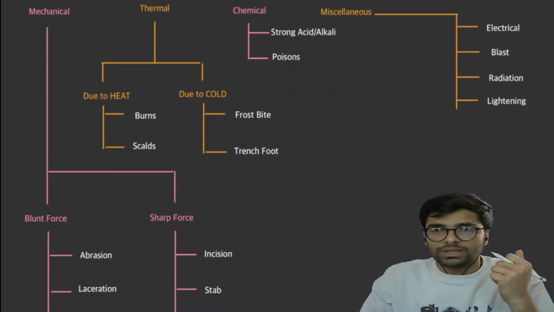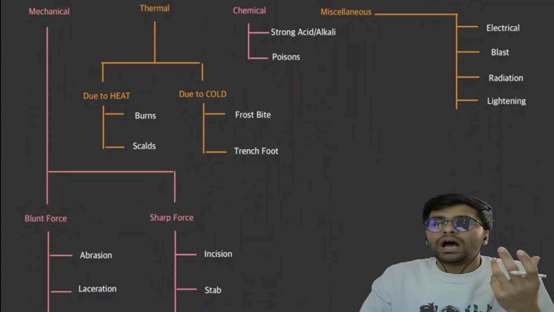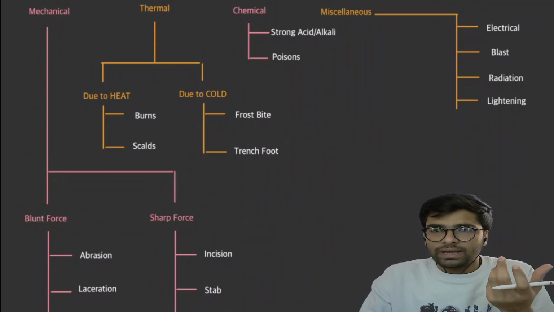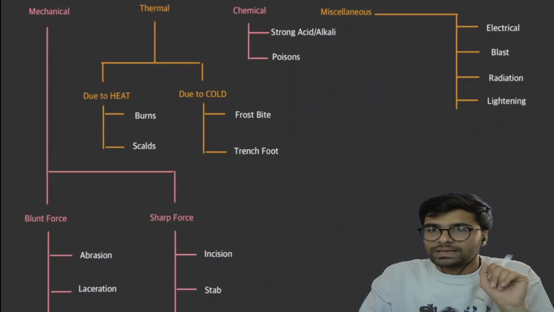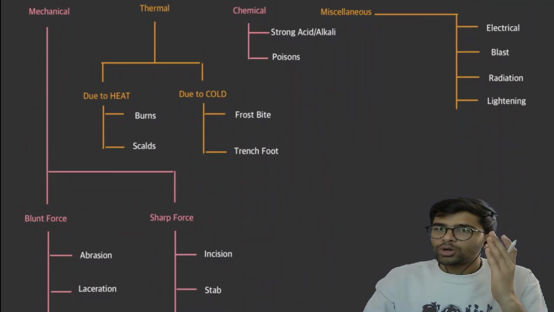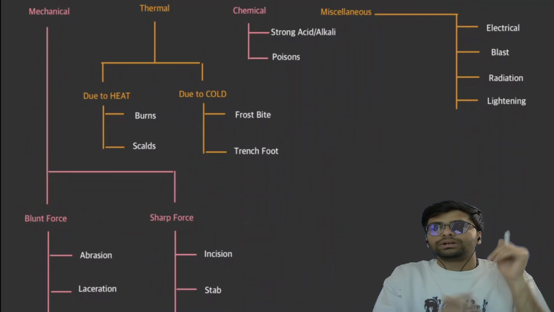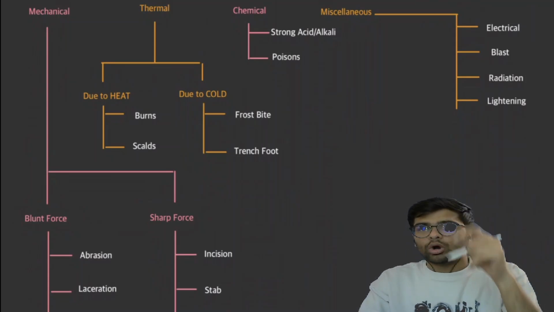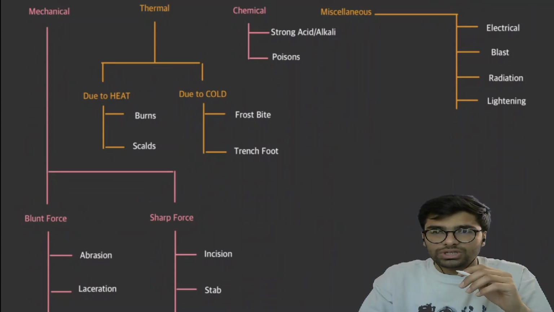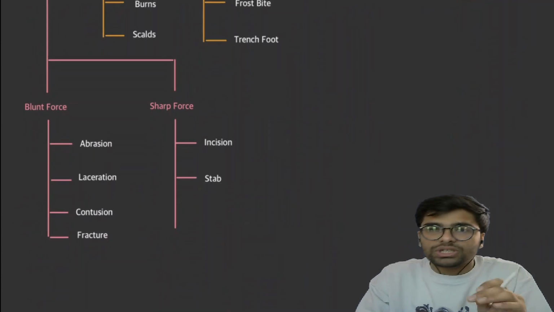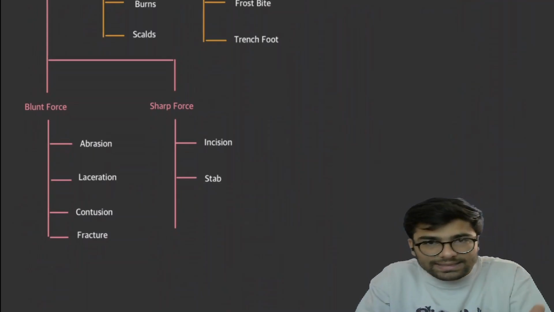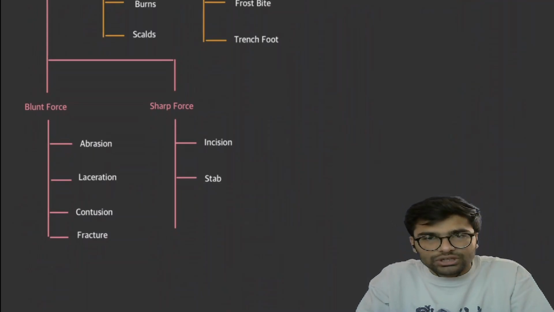What is blunt force injury? Blunt force injury means hitting any surface that has big surface area. Okay, and sharp force means the width of any object is very pointed or narrow as compared to the length. So it will pierce through the body. That is the sharp force injury. Okay. The blunt force injury includes abrasion, laceration, contusion, and fracture.